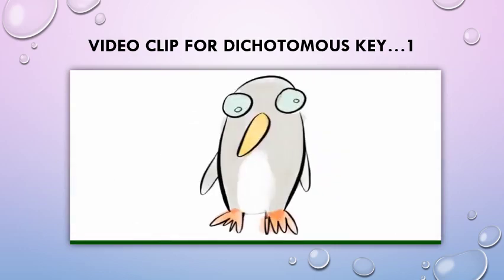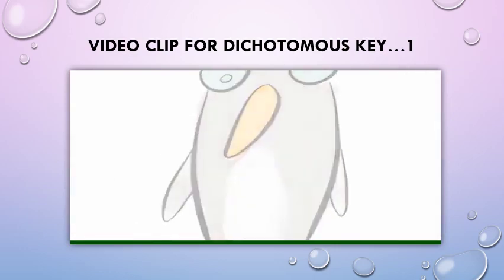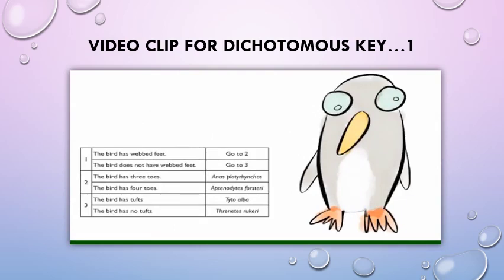Let's try the dichotomous key again with a different bird. This time we have the penguin. Start at number 1. Our bird has webbed feet, so we're going to have to go to step 2. Step 2 has us count the number of toes. A penguin has 4 toes. We just figured out the scientific name of the penguin.